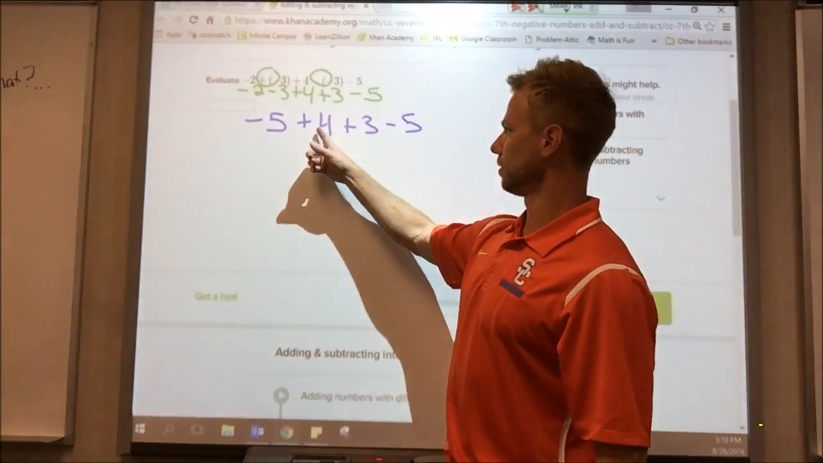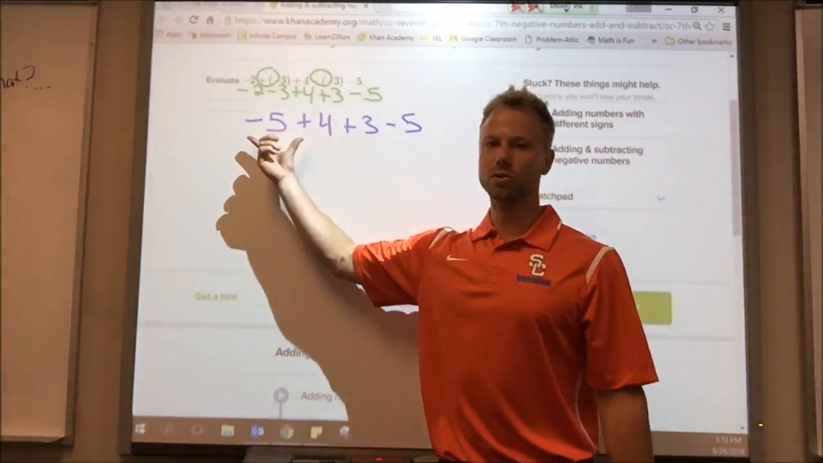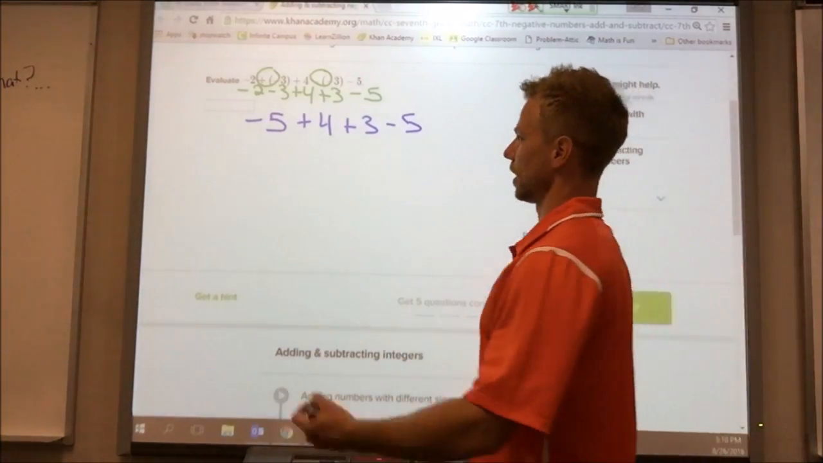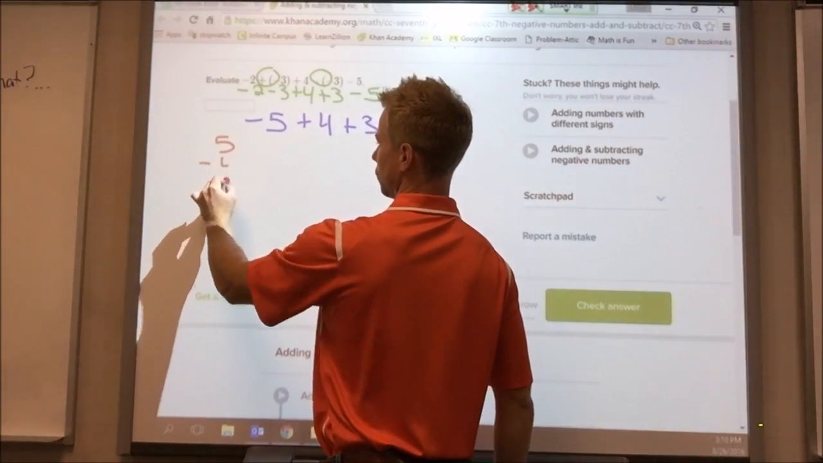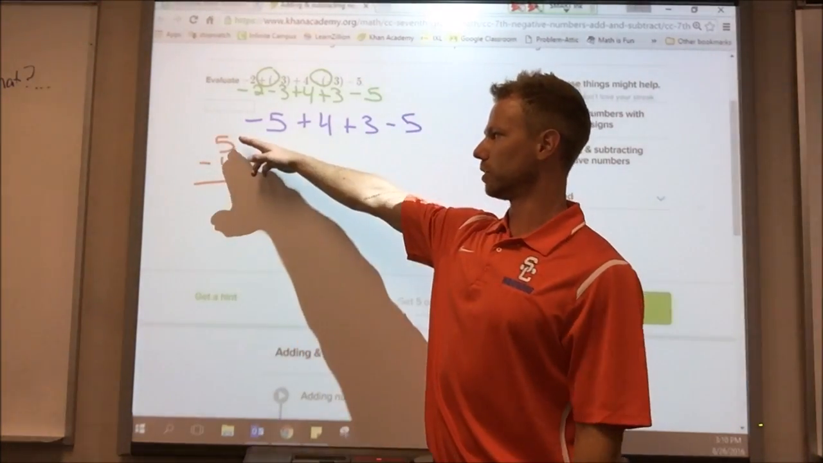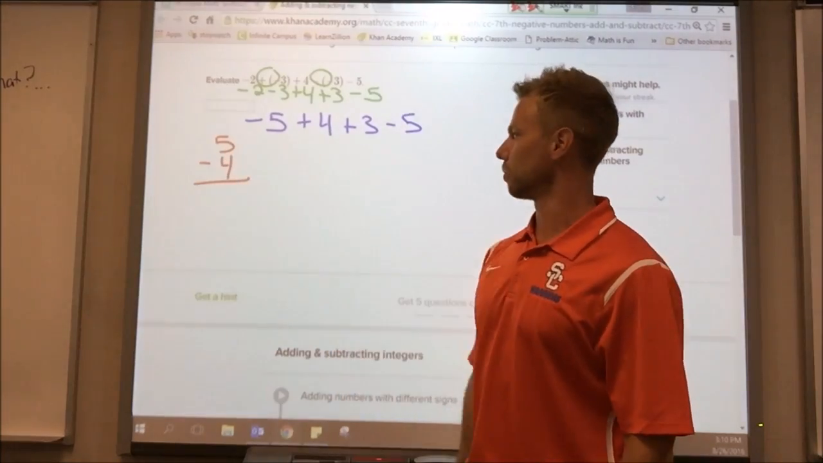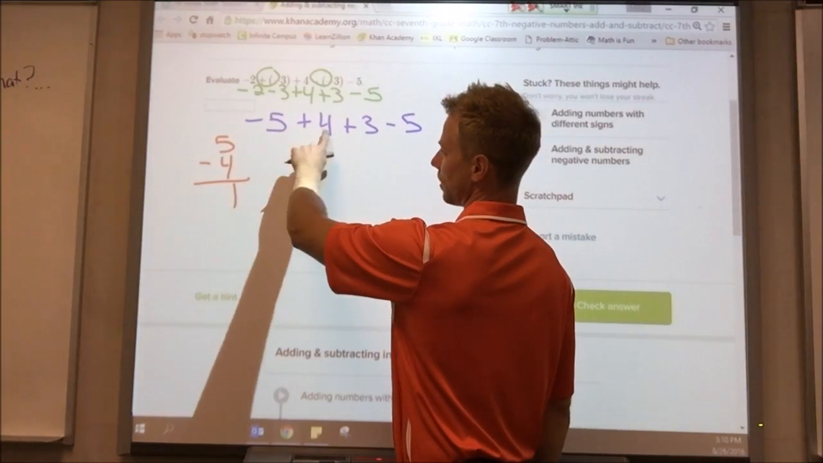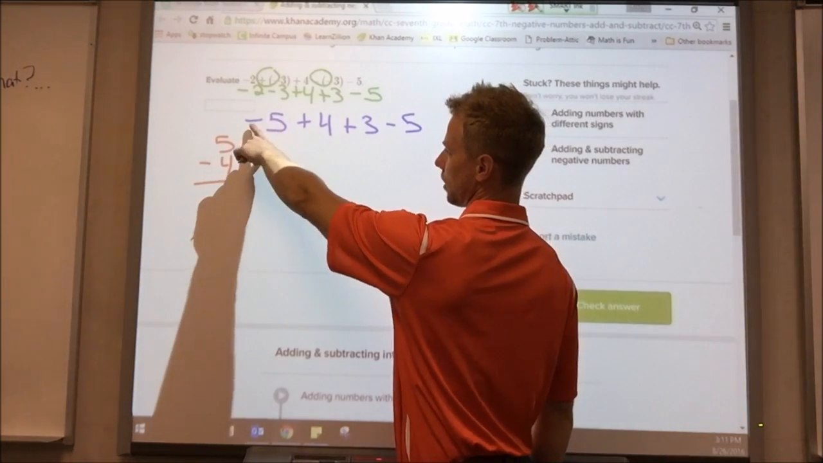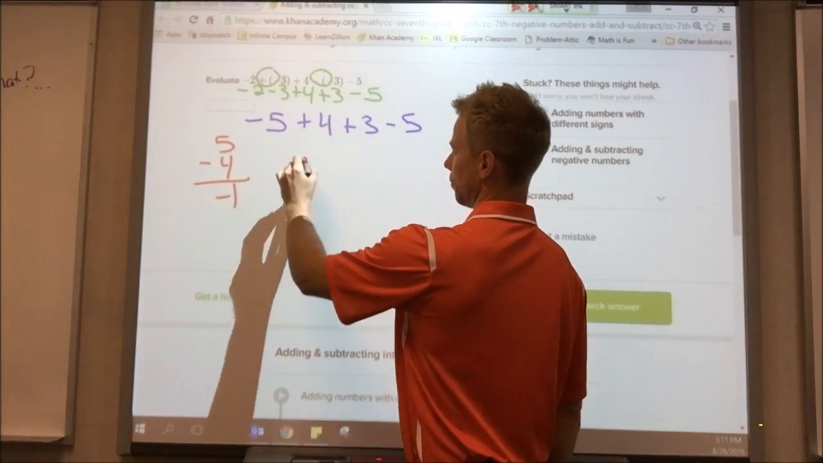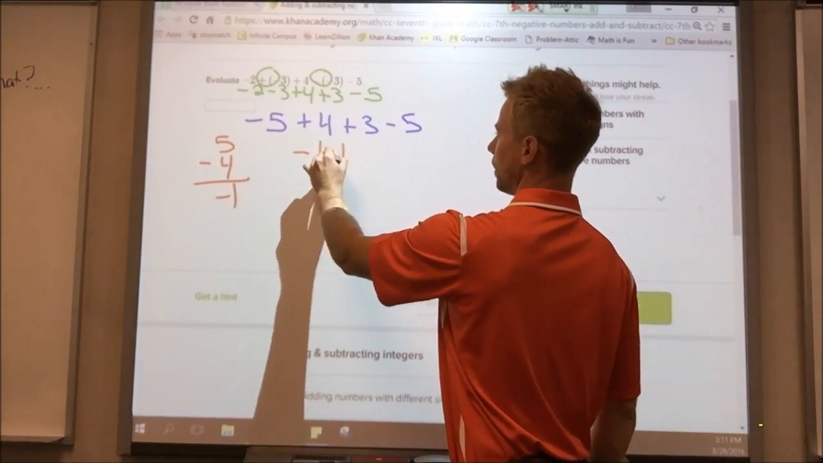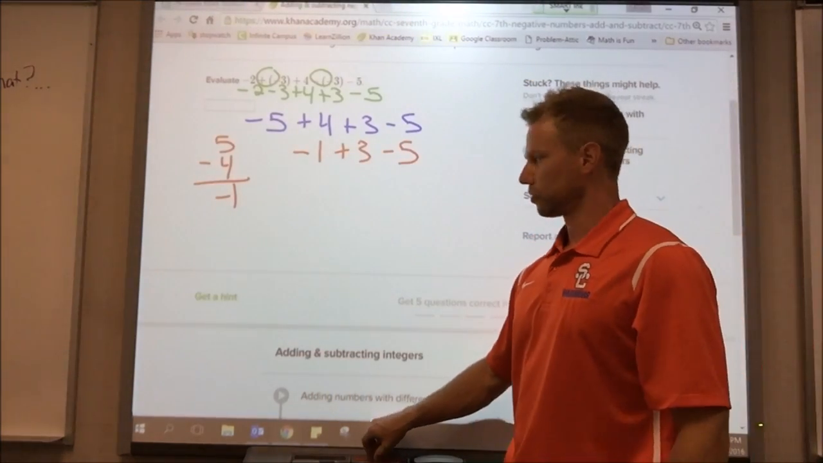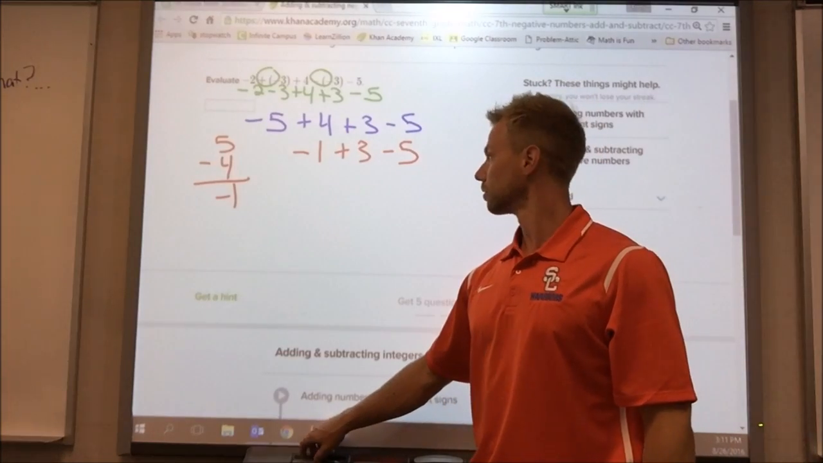Then I look at the next two. I have a -5 and a +4. That's two unlike signs. So the rule says we subtract and keep the sign of the bigger number. Subtract, I do 5 minus 4. We always do the bigger number first, minus the smaller number. 5 minus 4 is 1. And then we keep the sign of the larger number. 5 is larger and it's negative, so it becomes a -1. So then I write -1 plus 3 minus 5. I write the rest of it again so I don't forget it and I don't get confused.